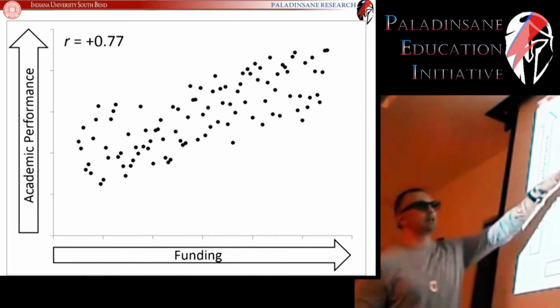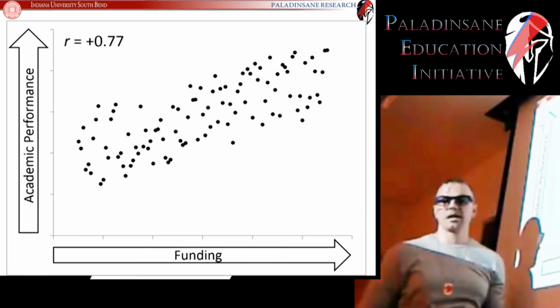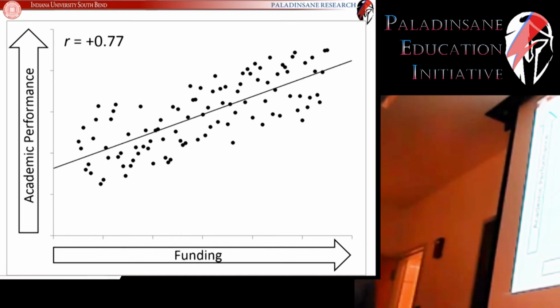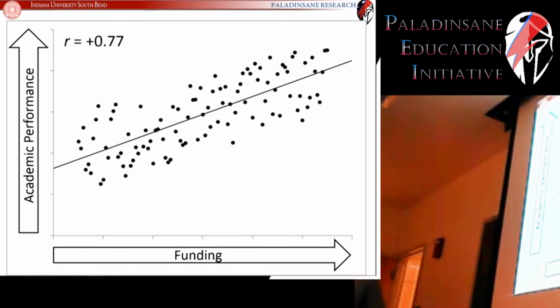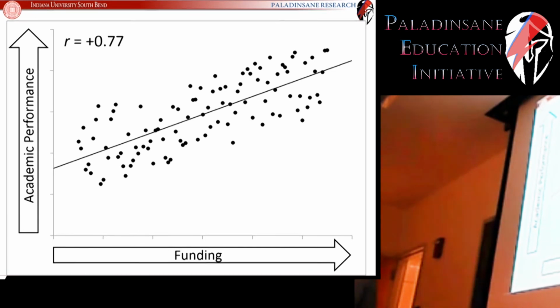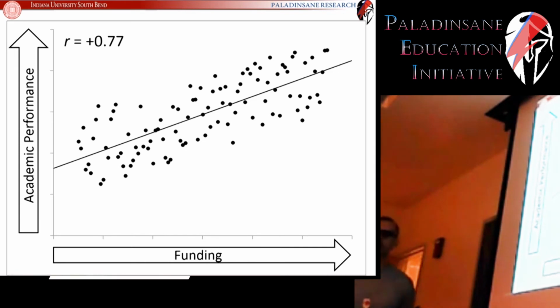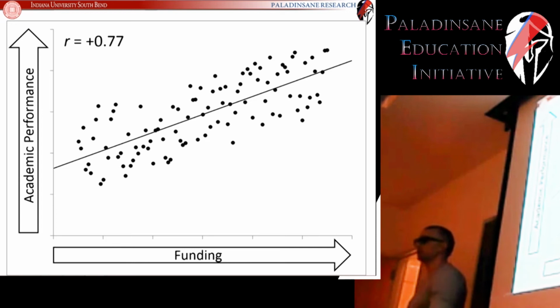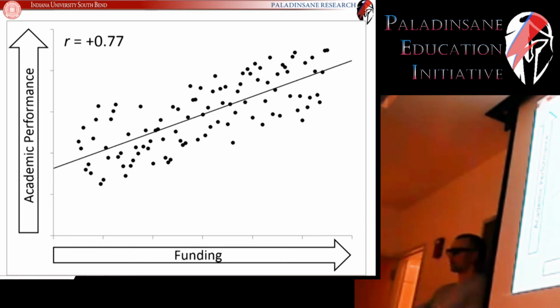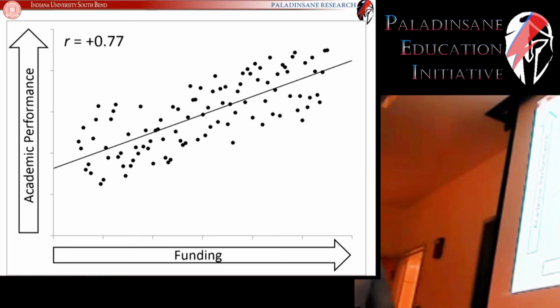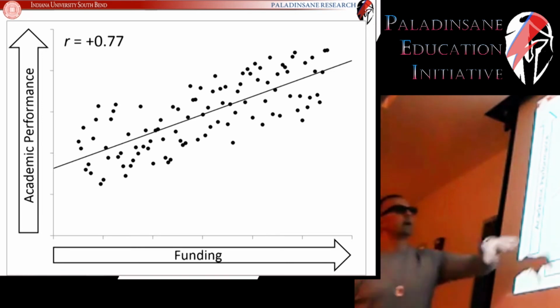If I took this to, let's say, the governor of Indiana, and I told him, look, I've done this study, and I've talked to all these IUSB students, and I've asked them how much funding they get, and what their academic performance is, and look, the two of them are correlated. And I think that we should do a study to see if academic funding actually causes performance, because they're correlated, so maybe there's a causal connection there, right?